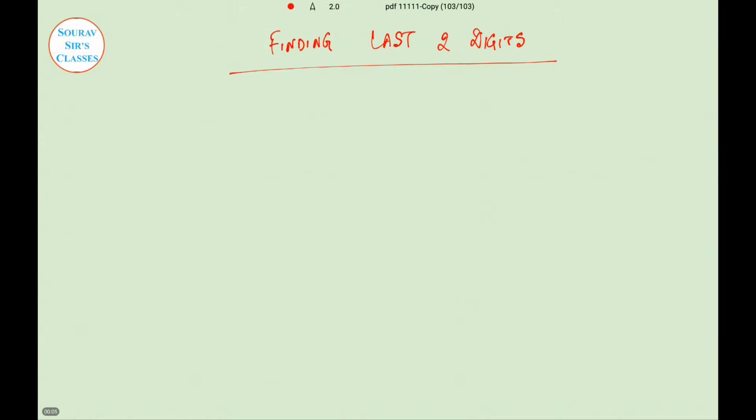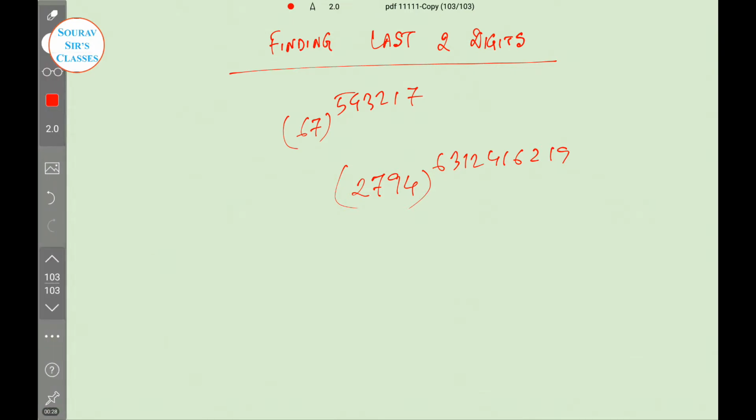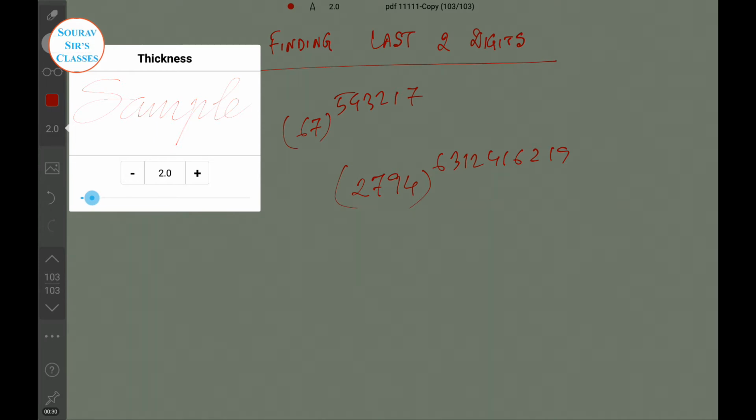Here I will be discussing finding the last two digits of an expression, a huge expression. For example, I give you 67 whole to the power 543217, or simply just 29 whole to the power 6312416219. How to find the last digit and the second last digit? Many of you may know the last digit, but the second last digit is a tricky one. So now let's start solving.